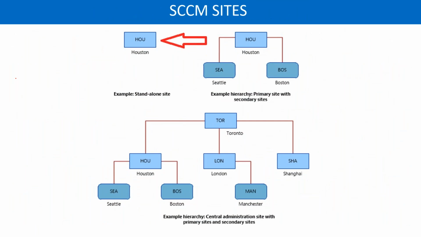Now, in this slide, there are 3 architecture diagrams. First is for a small size company which does not have any branch offices, only headquarters. Let's say you have 50,000 devices in Houston. You need only one single primary site which will manage all these 50,000 devices, which is called a standalone primary site.